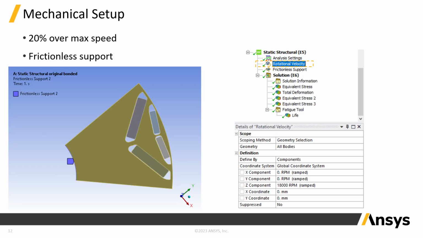In terms of mechanical setup, what we apply here is a rotational velocity, which is 20% over maximum speed, which is 18,000 RPM here. And in the model we showed in this simulation using linear bonded contact, we apply frictionless support on the edges of two edges here.